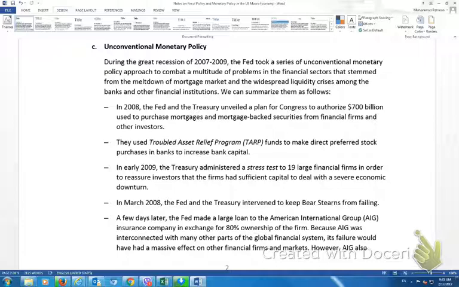One of the things that they did, which is unprecedented in the USA, is that they started buying those toxic assets from the financial institutions. And the objective at that time was very simple. The Fed wanted to liquefy these financial institutions because they were suffering from a tremendous liquidity crisis. The Fed also used the Troubled Asset Relief Program, TARP, as it is more popularly known, to make direct preferred stock purchases in banks to increase bank capital.